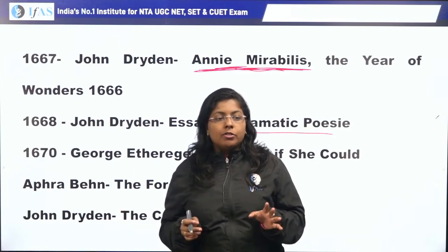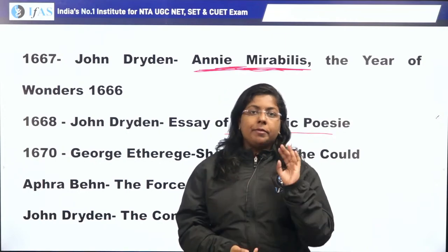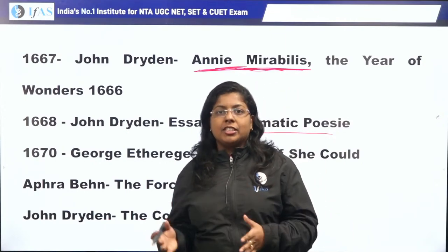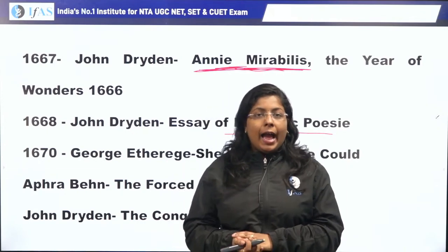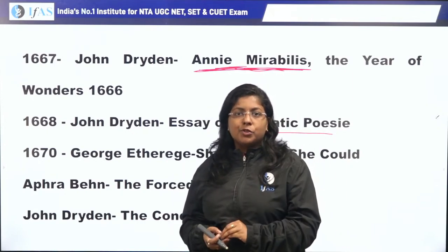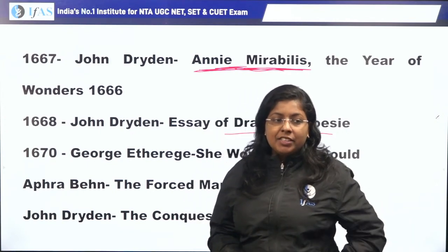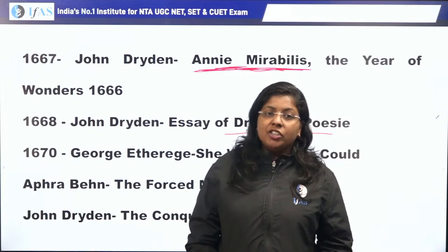So you have to be very strong in British literature, the historical, chronological and literature background. That's why I am putting this much effort for you guys. Okay. So in 1670, we have again George Etherege.